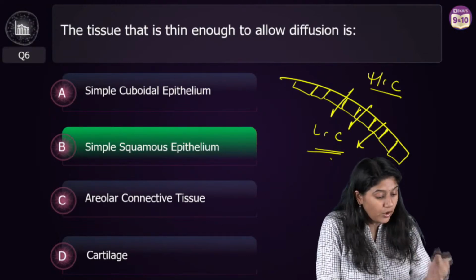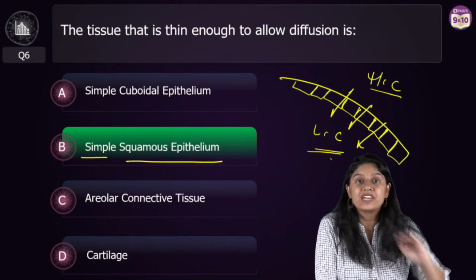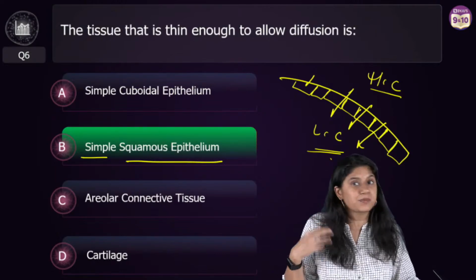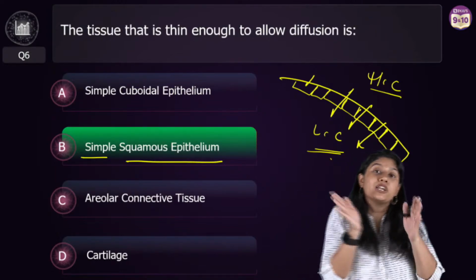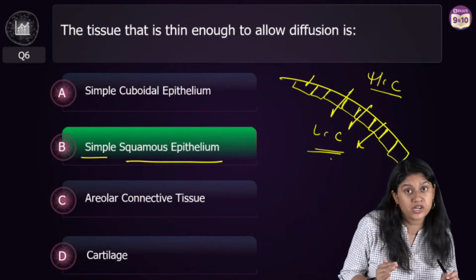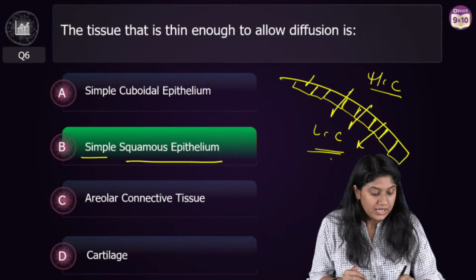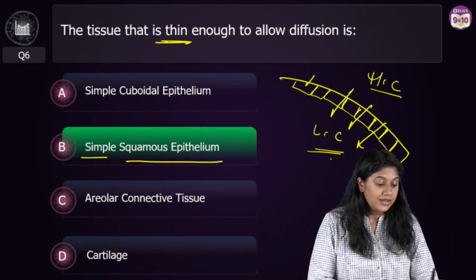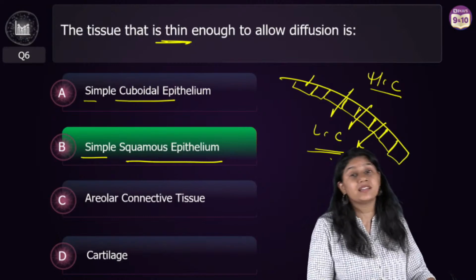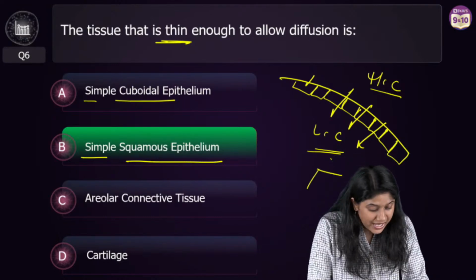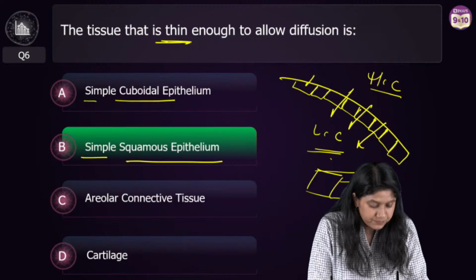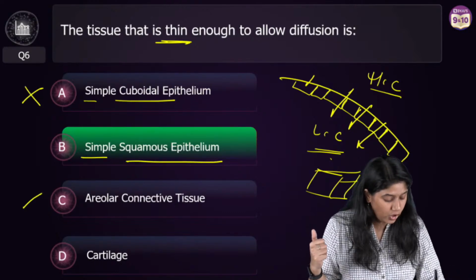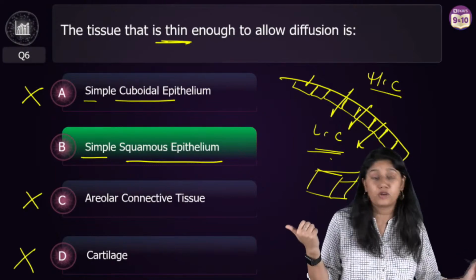Yes, Grace. We know that in the simple squamous epithelium we have single cells right over here. And for the diffusion to happen, it's a very simple, very basic process, which does not require any energy. The molecule has to move from the higher concentration to the lower concentration. And for this to happen, they need the thin layer. Clear? Now, simple cuboidal epithelium. In the cuboidal epithelium, the cell size is a little bit huge. Are we clear? So, it cannot be option number A, it cannot be C, and it cannot be D.